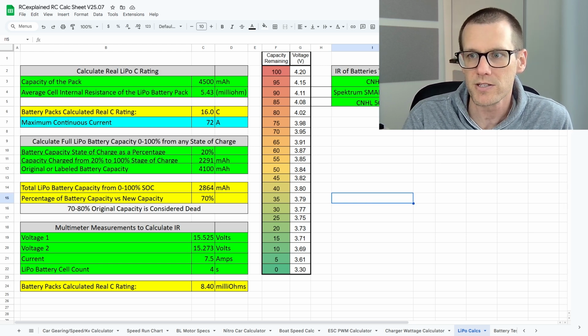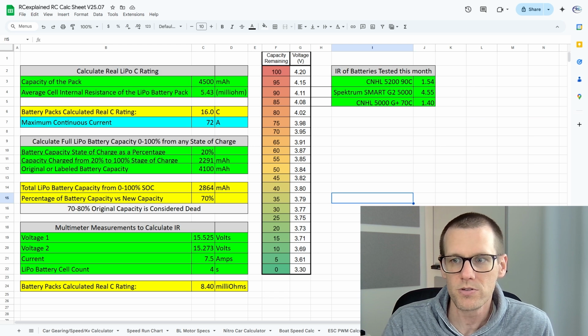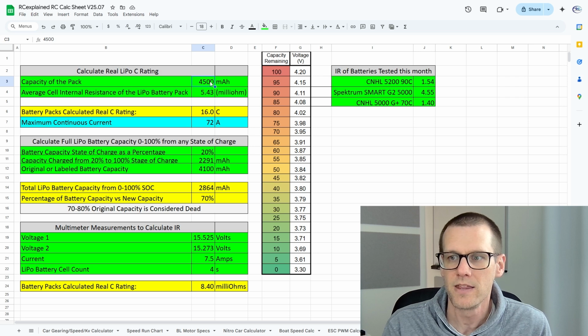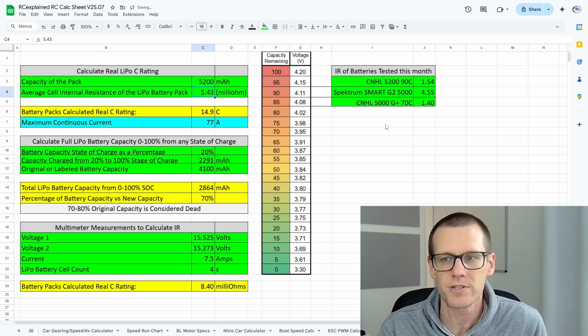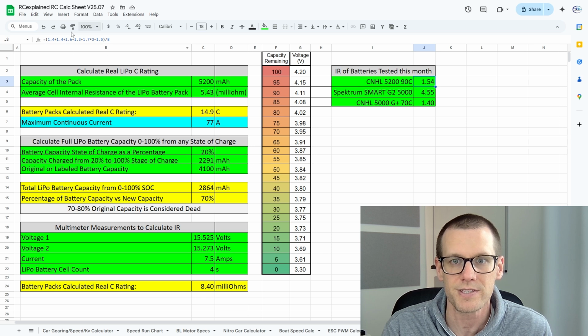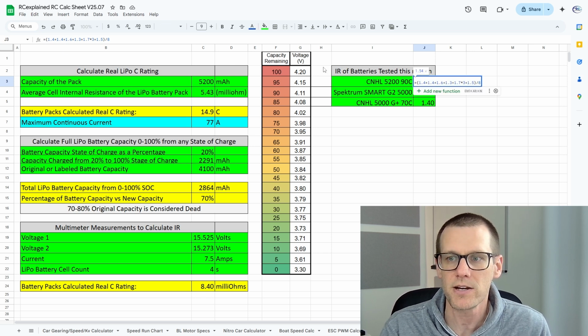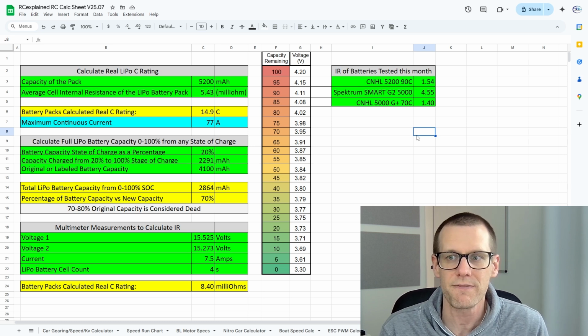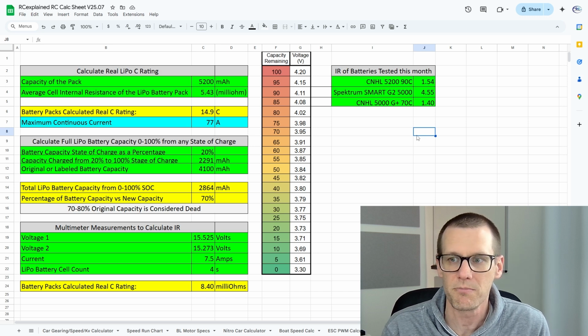I'm going to drag myself down here. What we're going to do is take a look at the actual C rating that we get based off of IR. First thing we got to do is put in the capacity of our pack. This is 5,200. You can see the internal resistance of the CNHL that we tested right now is 1.54 on average. If I click that, you can see those are all the cells within that pack. And then the Spektrum Smart G2 5000 actually came out at 4.55, so significantly higher internal resistance. And then the CNHL 5000 G Plus 70C, that many months ago, came in at 1.4 as an average internal resistance.